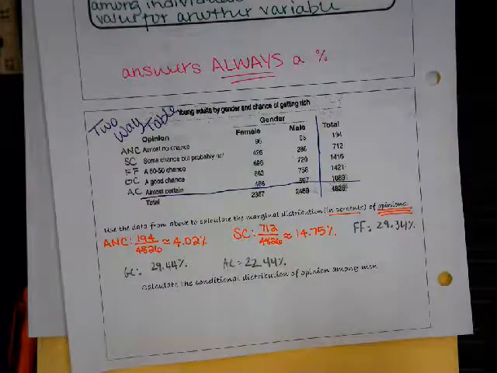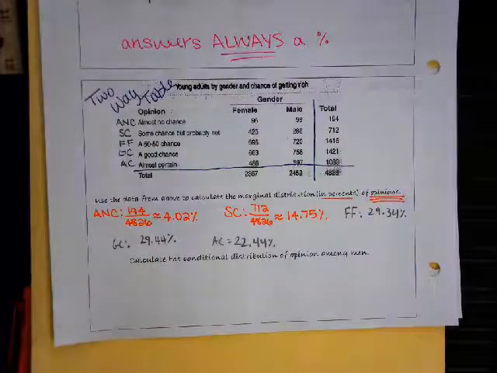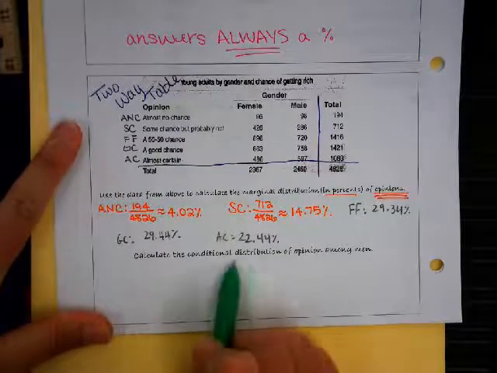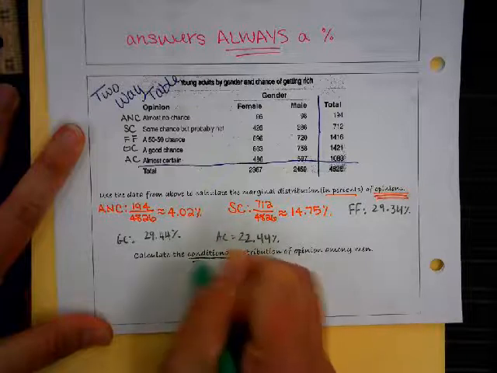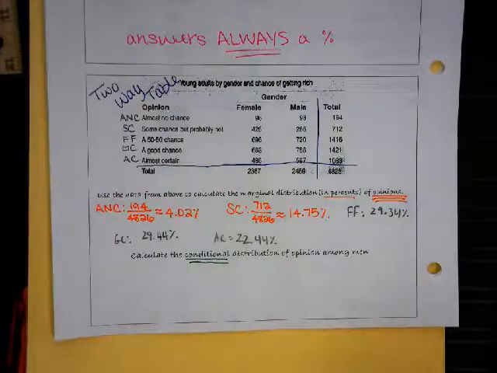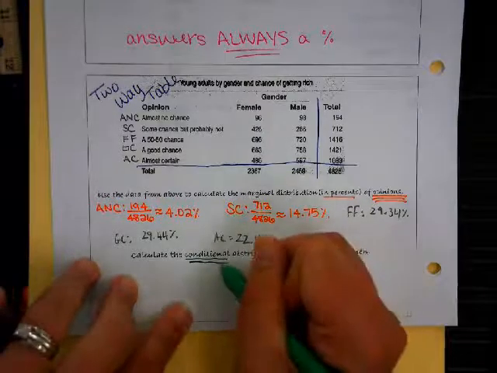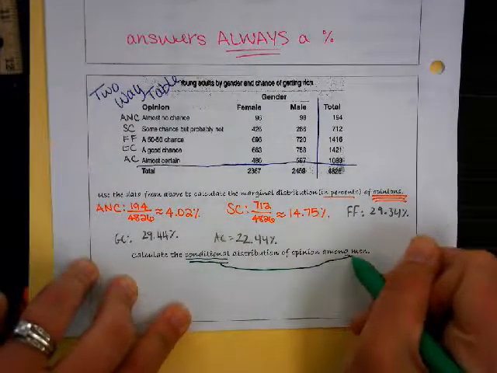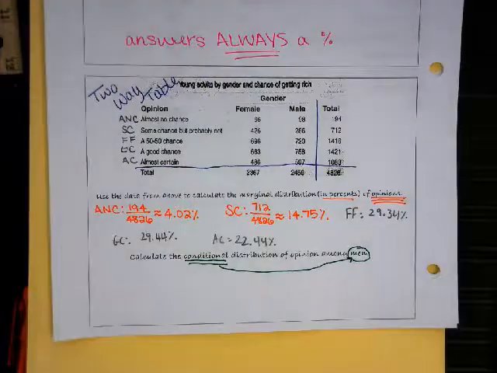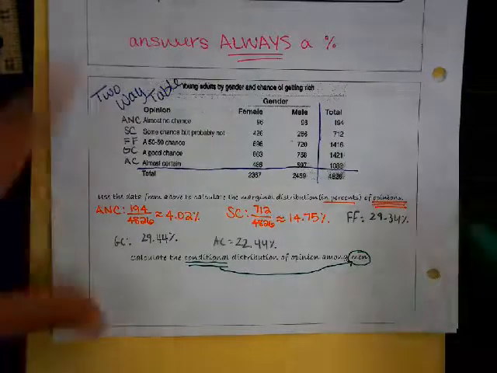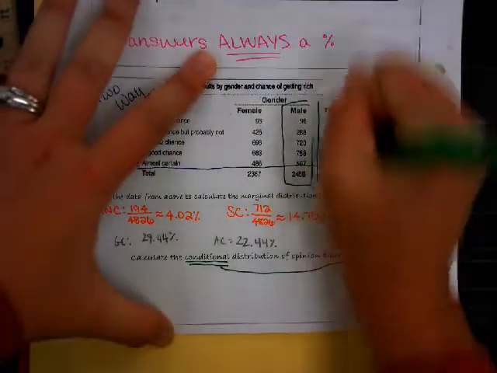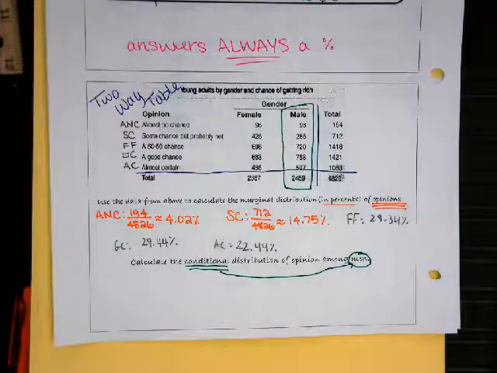All right, now we're going to do a conditional distribution. So this time it says calculate the conditional distribution of opinion among men. So conditional distribution means you're given a condition. In this case, the condition we're given is that we're only going to look at the opinion among men. So what I like to do with conditional distributions is I identify my condition and then I say, okay, I'm only looking at the men, so I'm only going to be working with the numbers in the male column.